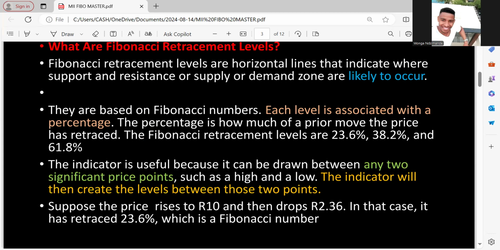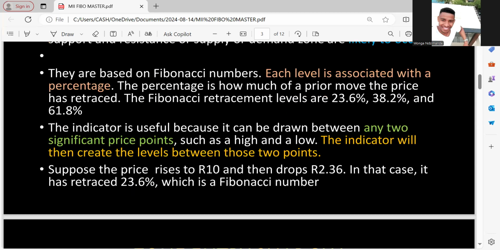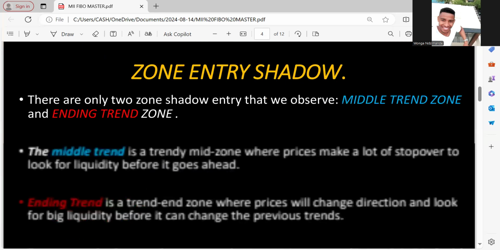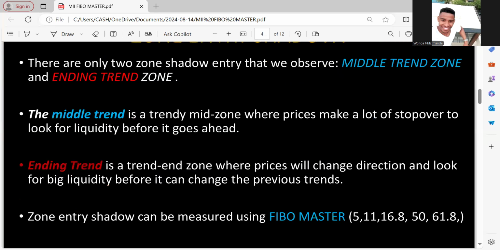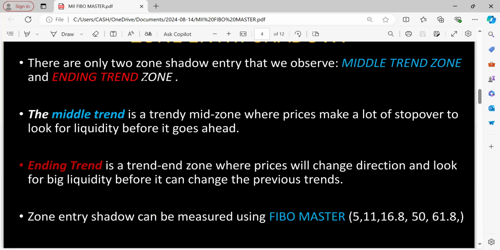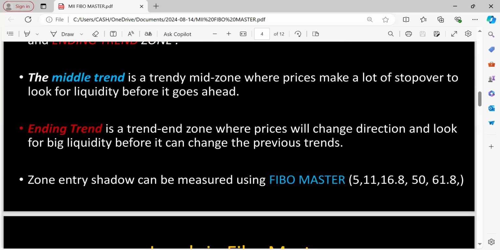The Fibonacci levels are 38.2%, 61%, and also the 50% level. This indicator is useful because it can be drawn between any two significant points, such as a high and a low. While you're drawing it, the indicator will highlight the percentage drop. For example, suppose the price rises to 10 rand and then drops to 2.36 rand. In this case, it has retraced 23.6%, which is a Fibonacci level. In terms of the strategy, we use the zone, the shadow zone, the mini trend zone to look for liquidity before the price changes the previous trend.